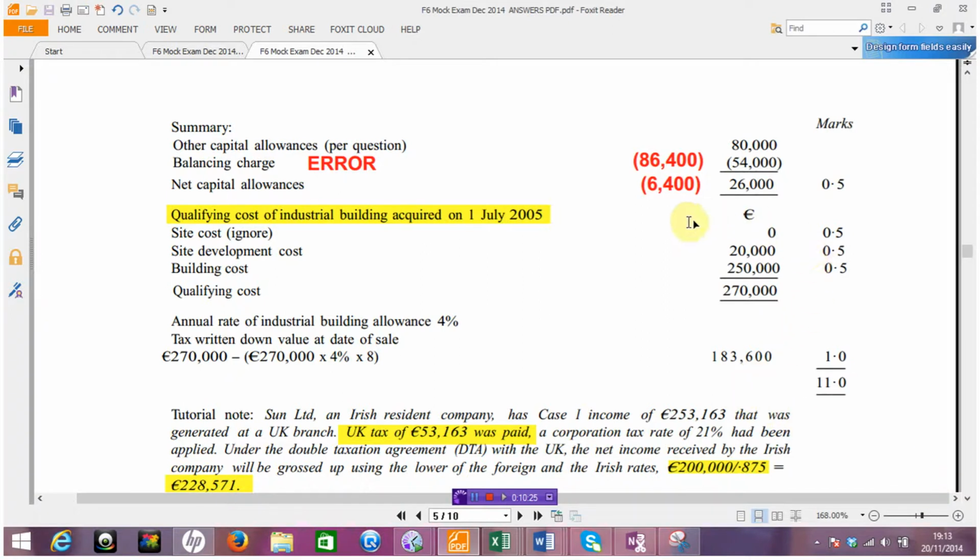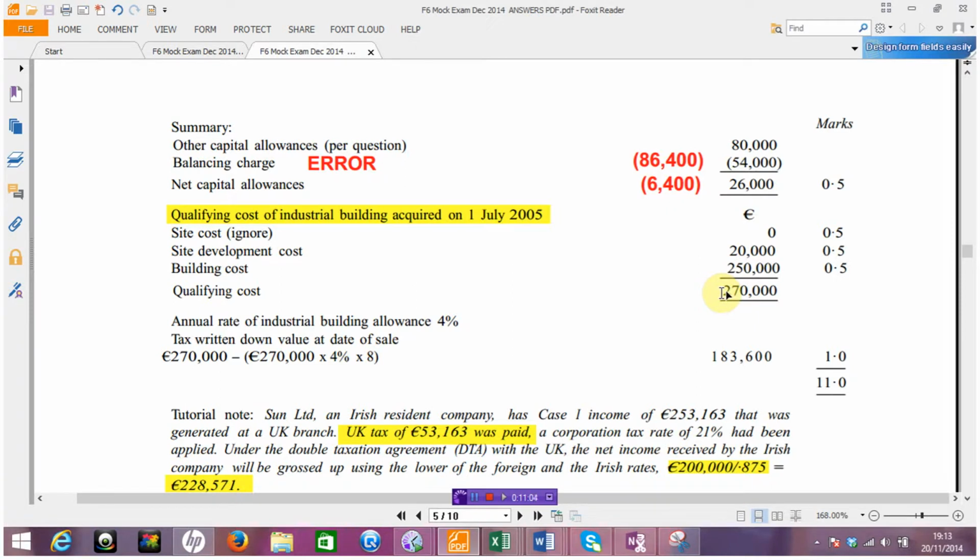Okay. Now, the first starting point for that is really to say, okay, going back to 2005, what was the value that we used to calculate our industrial buildings allowance? And as always, with the values, we exclude any site cost, any sort of land cost. We won't receive any industrial buildings allowances on a site cost. And obviously there are one or two items as well. I draw your attention to those not dealt with in this question. But certainly the development cost and the building cost are okay. That's where we get our 270. So that was our starting point.